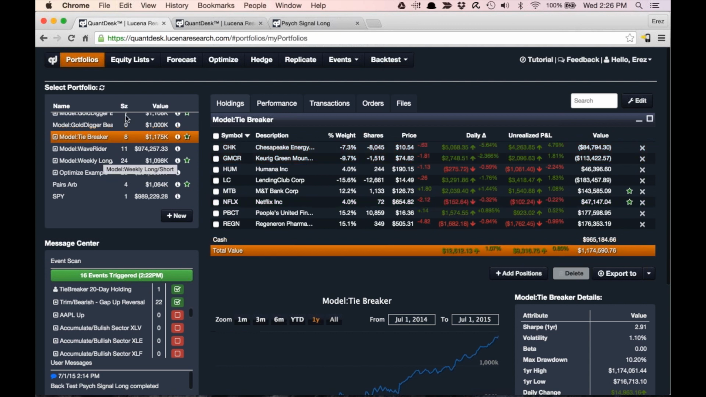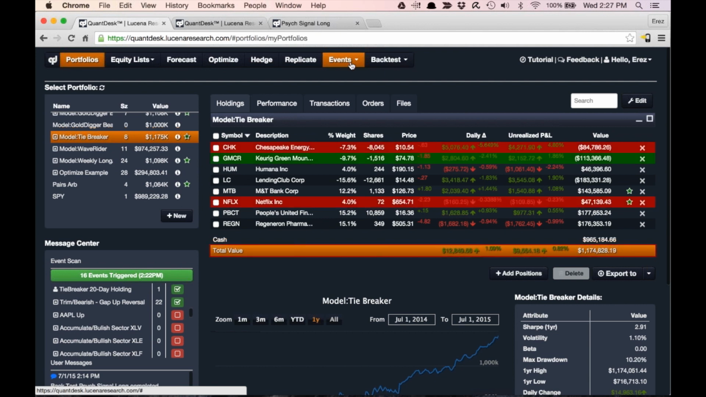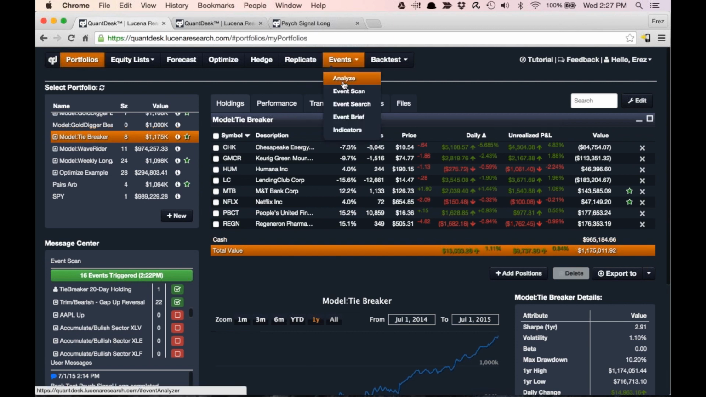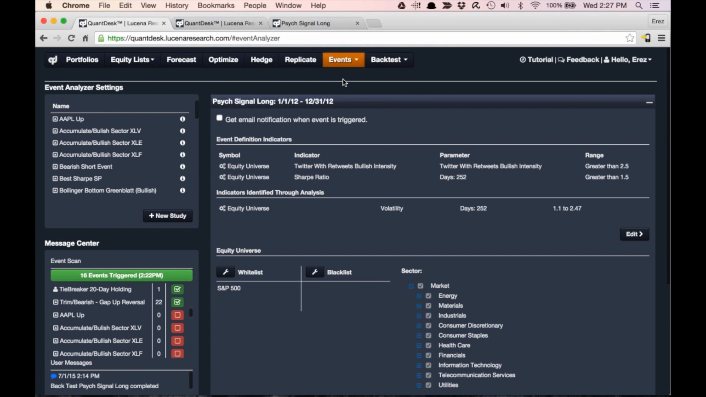In essence, the topology is very simple. You can select a portfolio or an equity basket. And you can execute on that basket the following disciplines: either a forecast, an optimization. You can hedge your portfolio, use portfolio replication, which is a unique technology that we provide at Lucena, and present an event signal analysis, which I'm going to concentrate on today. Let's move on to PsychSignal, and I'll show you how it's used in the context of Lucena's database and research.